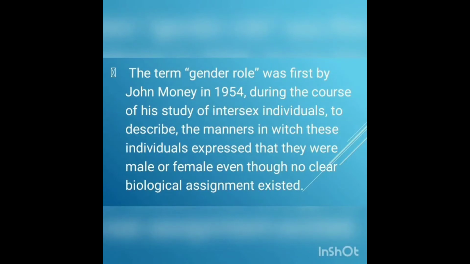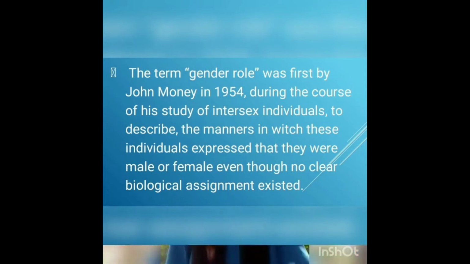The term gender role was first used by John Money in 1954 during the course of his study of intersex individuals, to describe the manners in which these individuals expressed that they were male or female even though no clear biological assignment existed. Every society, ethnic group, and culture has gender role expectations, but they can be very different from group to group. For example, pink used to be considered a masculine color in the US, while blue was considered feminine.